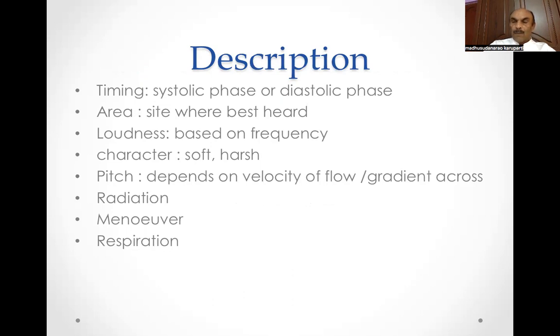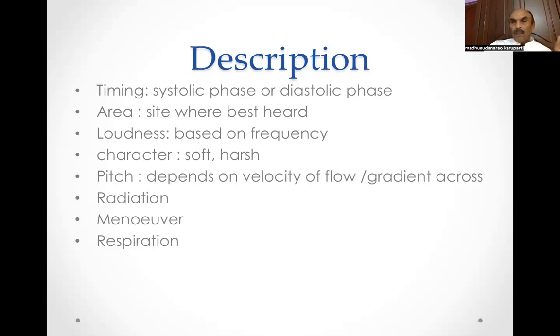How do you time the murmur? First, you have to identify the first heart sound. How do you identify the first heart sound? First heart sound corresponds to the apical impulse. You keep your stethoscope on the chest of the patient, and with one of the fingers, you palpate the apical impulse. The sound that corresponds to the apical impulse is the first heart sound.